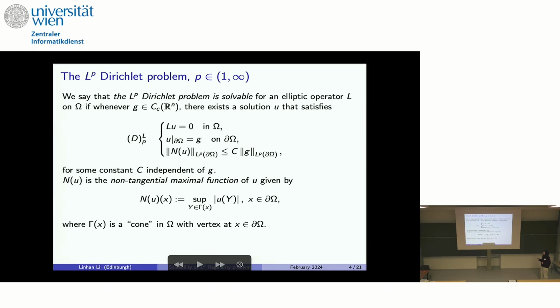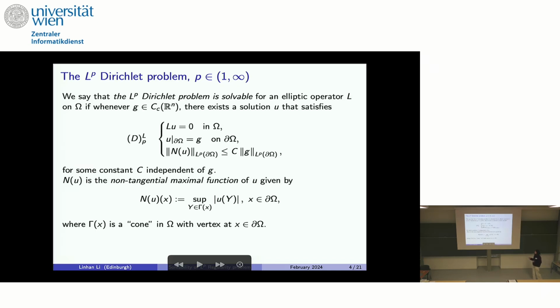Now the LP Dirichlet problem for p between 1 and infinity is defined as follows. So ultimately, we want to consider this problem for LP boundary data. To start with, we say that the LP Dirichlet problem is solvable for an elliptic operator L on the domain omega if you take any compactly supported continuous function, you can find a solution that solves the Dirichlet problem, but with an LP bound on the non-tangential maximum function of the solution. Okay, so this is a non-tangential maximum function, which is you take the supremum of the value of U in a cone in omega.